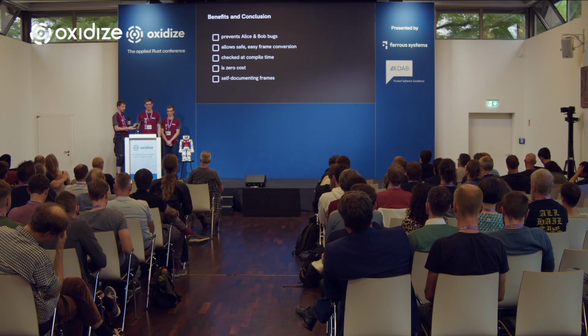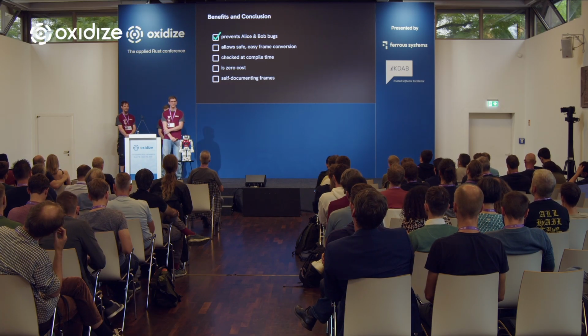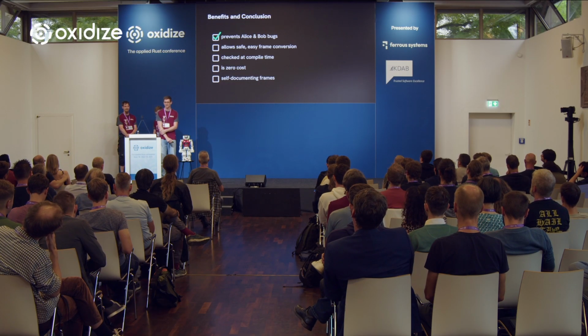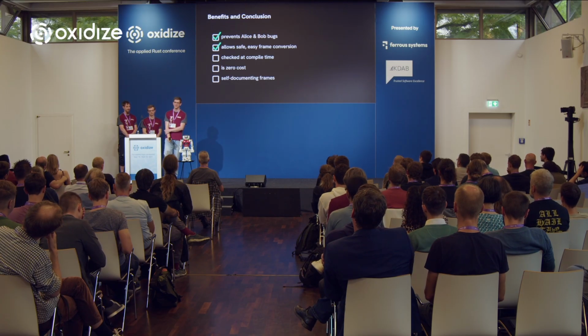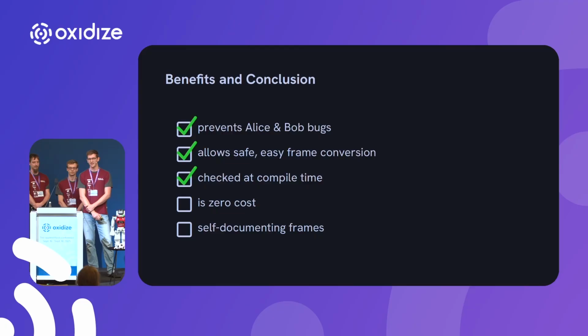Okay, let's wrap this up. We wanted to have something that prevents Alice and Bob bugs. So talking about the same frame of reference, we did. We wanted to have something to allow safe and easy frame conversion. Rasmus explained that is possible. We have that checked at compile time. The compiler explains and complains. We have it zero cost thanks to the phantom data. And we also have it self-documenting the frames at the function signature, so our users can just see what they need to pass to the function.